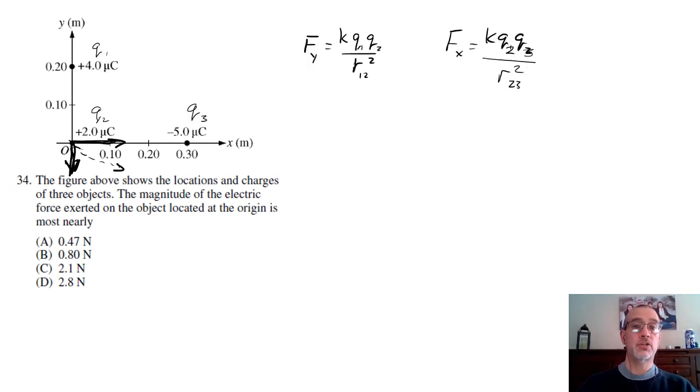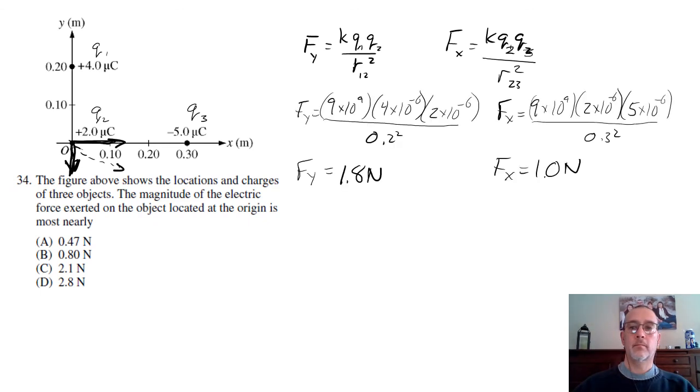Well, I'm going to label the charges Q1 for the +4 microcoulomb, Q2 for the +2 microcoulomb at the origin, and Q3 is the -5 microcoulomb out on the x-axis. So the force in the y direction is going to be K Q1 Q2 over the distance between 1 and 2 squared. The force in the x direction is going to be K Q2 Q3 over the distance between 2 and 3 squared. Jumping ahead, plugging in some numbers.